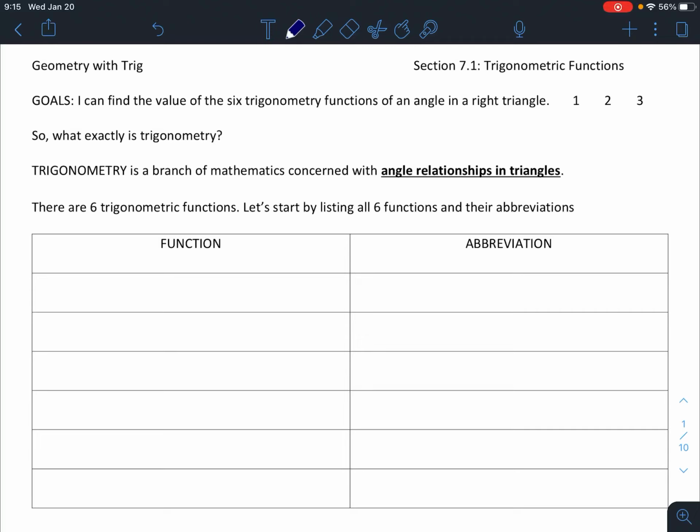All right, everyone, welcome to Chapter 7. Chapter 7 is talking a lot about trigonometry and right triangles. And we are going to start today with section 7.1, which is just the introduction to all trigonometric functions.